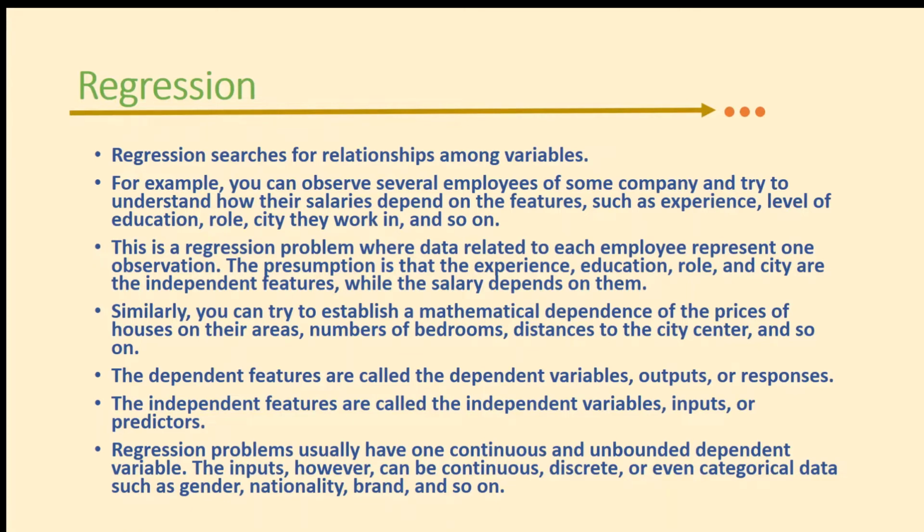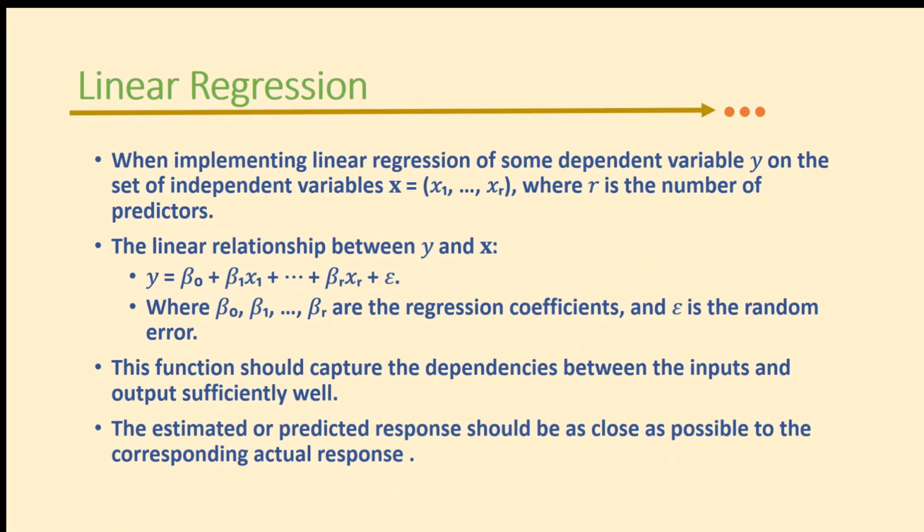At the same time, the input variable can be anything. It can be a categorical variable like gender, religion, or location. Or it can be a discrete variable, or it can be a continuous variable. Whatever form we have in the input variables, in regression the target variable should be a continuous numerical variable. Let us talk about linear regression.